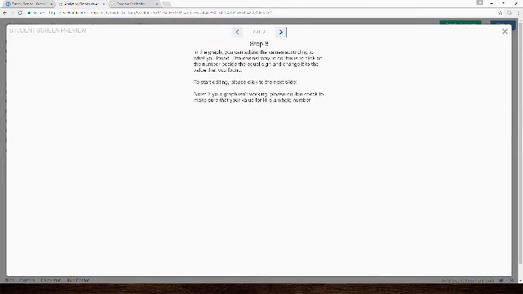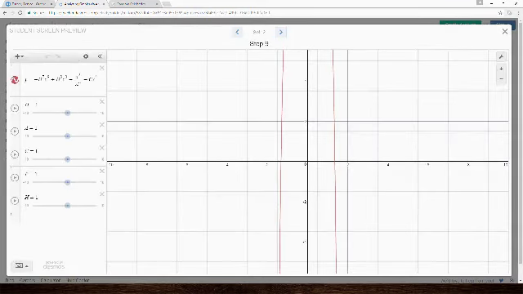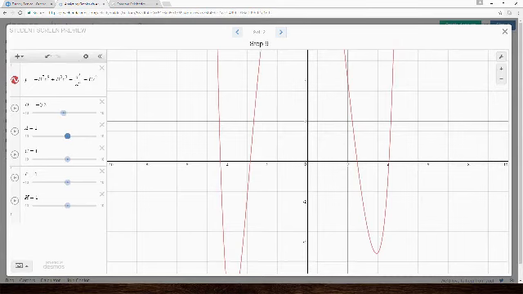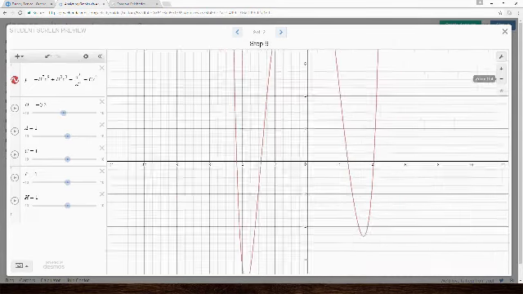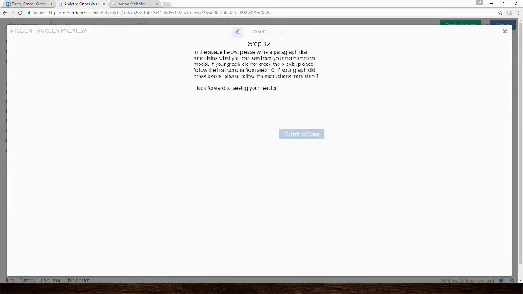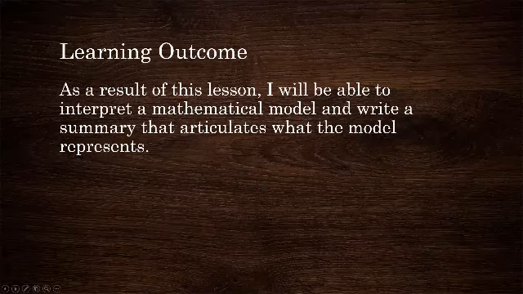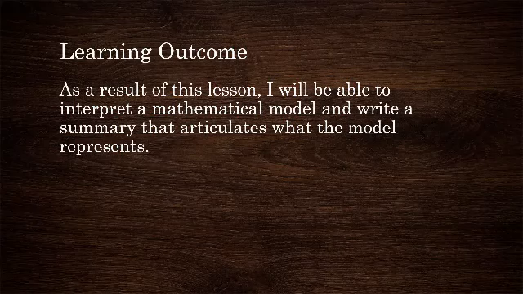And finally, once we had all of our numbers, she had us go right into Desmos, which already had this equation keyed into it. So all we had to do was put in our information, and we could actually watch the relationship in action as we started to put in our information. At last, we had to explain in writing, here's her writing piece and her assessment piece, what our model represented. And so by doing so, we were able to accomplish this goal that she had in mind for us. As a result of this lesson, I will be able to interpret a mathematical model and write a summary that articulates what the model represents.